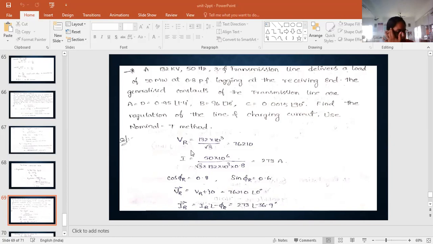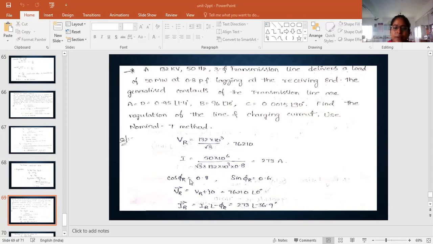Here VR equals 132 into 10 cube by root 3, so the VR value is 76,210. And IR equals P, which is 50 megawatts, that is 50 into 10 power 6, divided by root 3 into VR into cos phi R, that is root 3 into 132 into 10 cube into 0.8. Cos phi R is given as 0.8 power factor. We substitute the values in IR and find that the value is 273 amps.